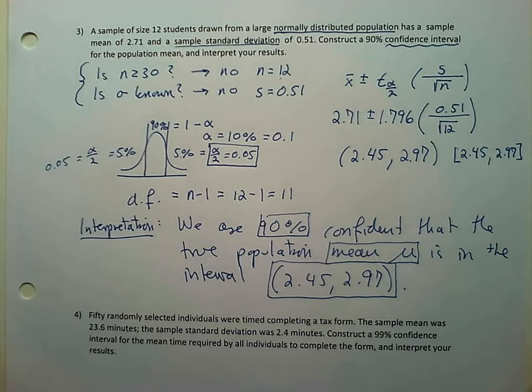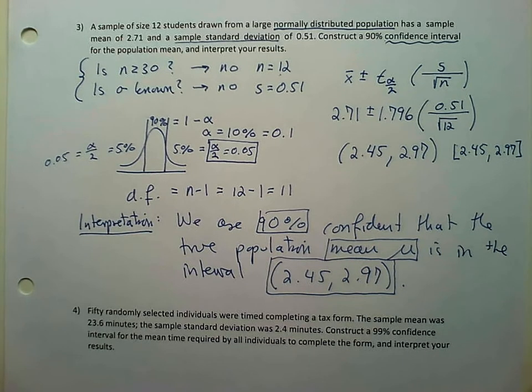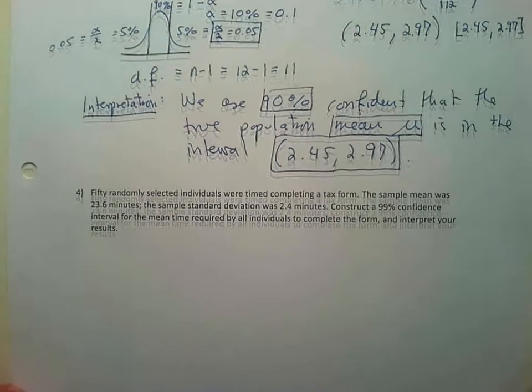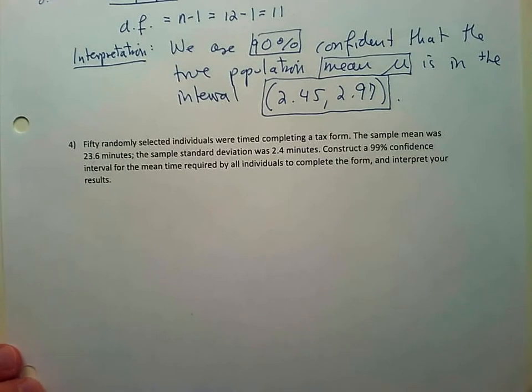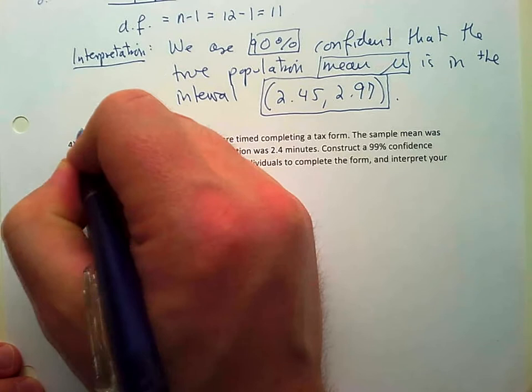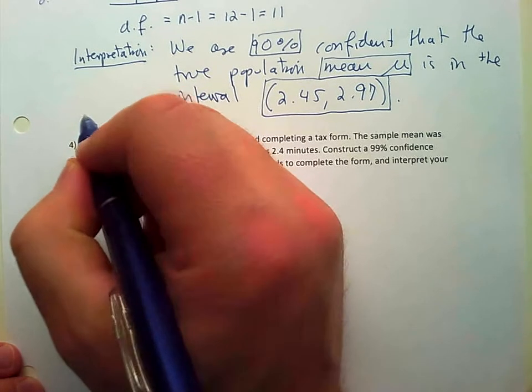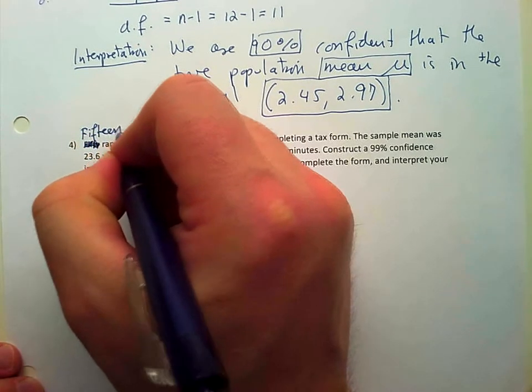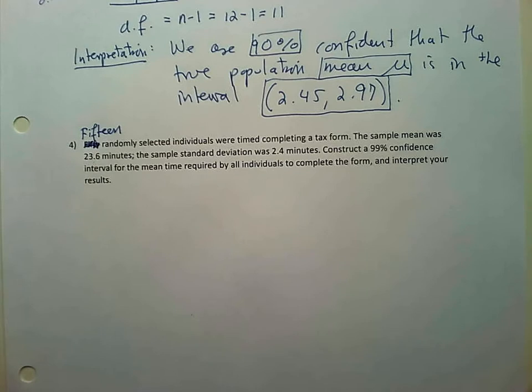Here we still have another example to do. So let's do this last example. And I'm going to change up this example here a little bit. Instead of 50, I'm going to change this right here to 15. So instead of 50 randomly selected individuals, I'm going to say that it's 15 randomly selected individuals. All right, so 15 randomly selected individuals were timed completing a tax form.